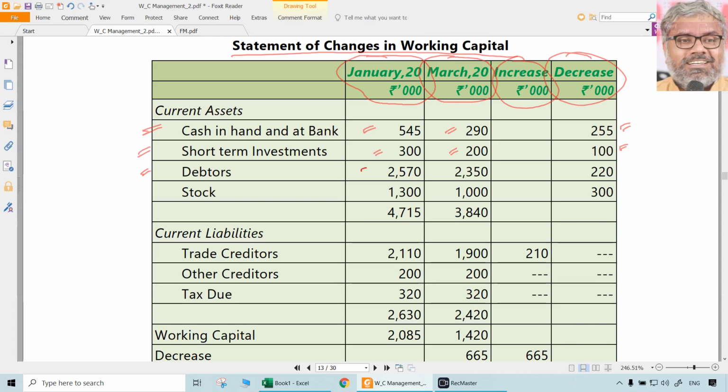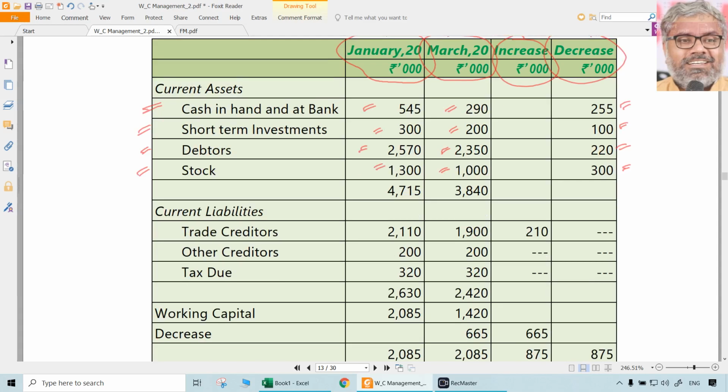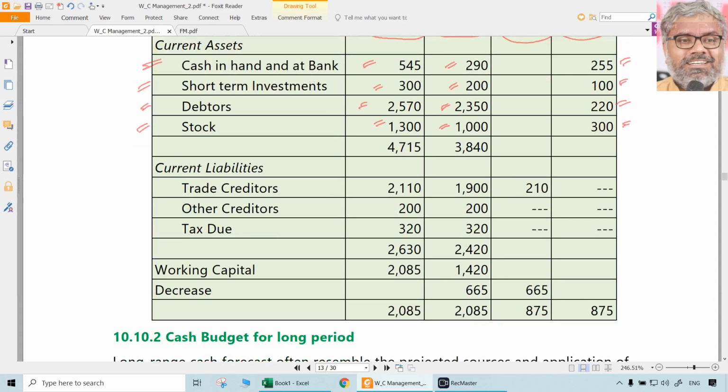Debtors, starting balance 2570. There also there is a decrease. Stock, there also there is a decrease. So all of them are decreased. So these are all current assets which are all decreased. And what happened to the current liabilities? Current liabilities here have increased. Like that. You don't need increase or decrease for each of the items. Actually, these two columns are also not required. Straight away, you can take the total of current assets and then you take the total of current liabilities.